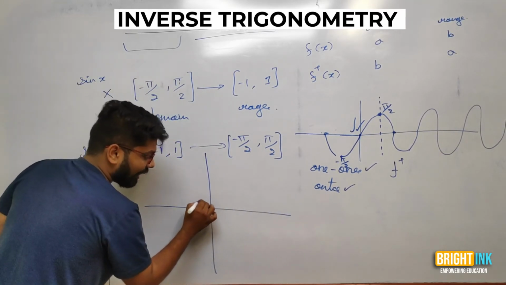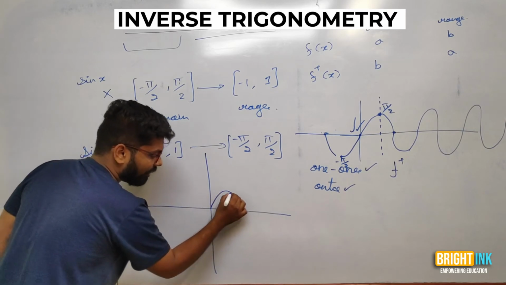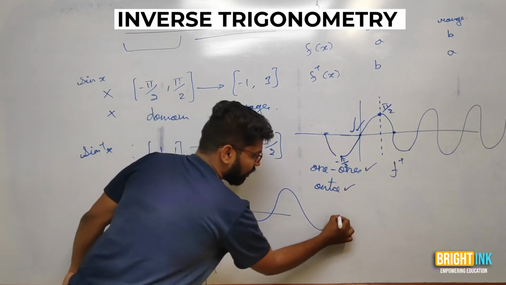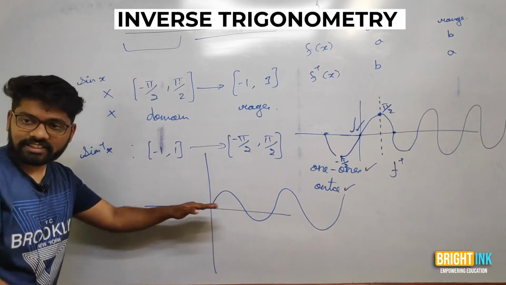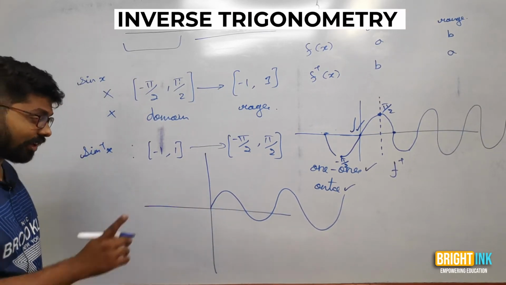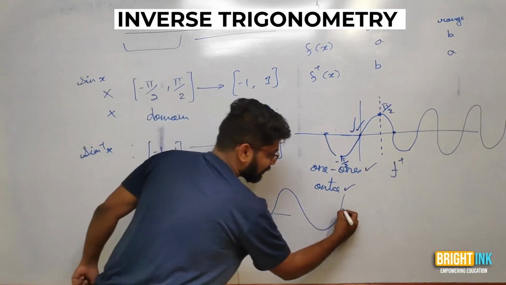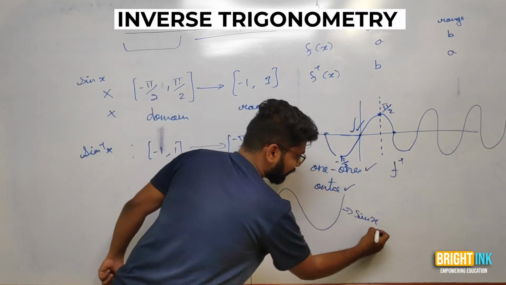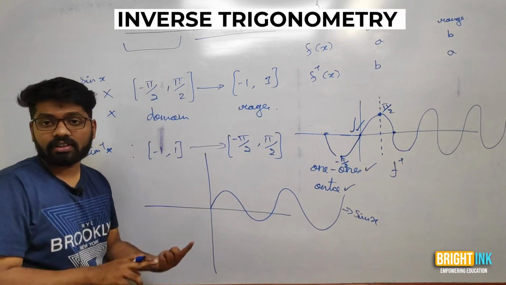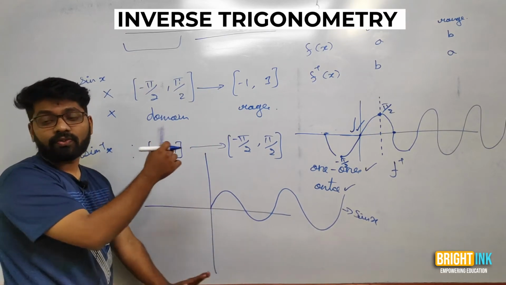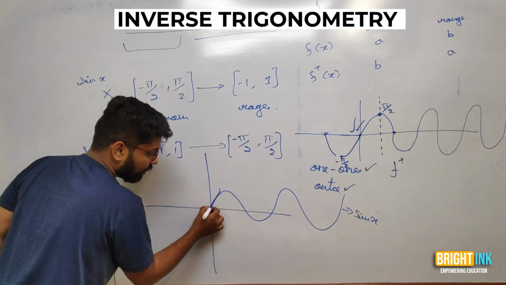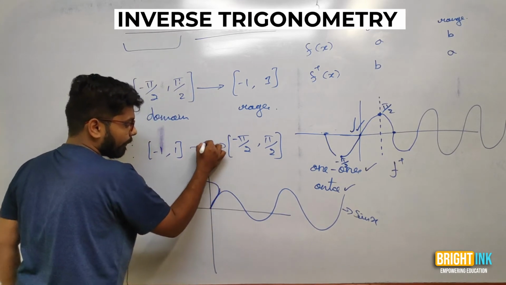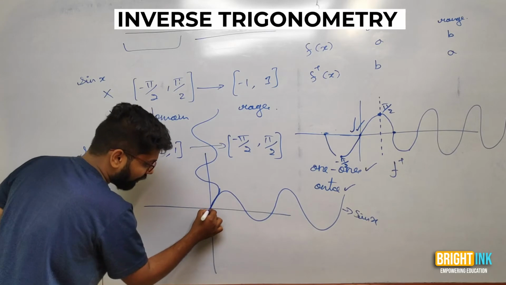See here, the existing graph was like this, oscillating up and down, with respect to the x axis. If you are taking this, this is the sin x graph. Now if you take f inverse, the axis will change to the y axis, hence giving you this result. The graph will be somewhere like this.